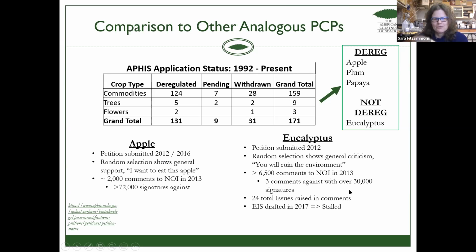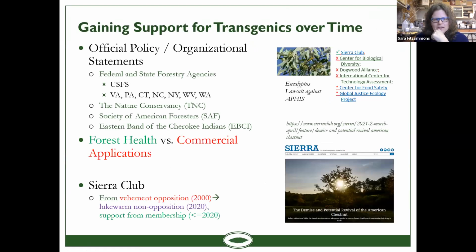Eucalyptus was kind of through the roof in terms of the number of comments that said, you will ruin the environment. This is absolutely horrible and preposterous, although you find that comment in all of these types of deregulation petitions. But I've definitely seen support for transgenics increase over time. During the public comment process for Darling 58, we had official policy or organizational statements in support of deregulation from a lot of official federal and state forestry agencies. The Forest Service gave us a thumbs up. We had the state forestry agencies of these various states give the thumbs up.